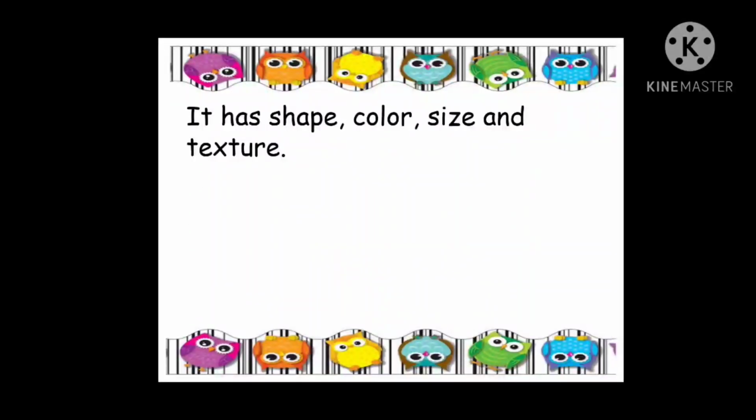It has shape, color, size, and texture. What it is? A. Solid. B. Liquid. C. Gas. The correct answer is letter A. Solid has shape, color, size, and texture. Number 3.